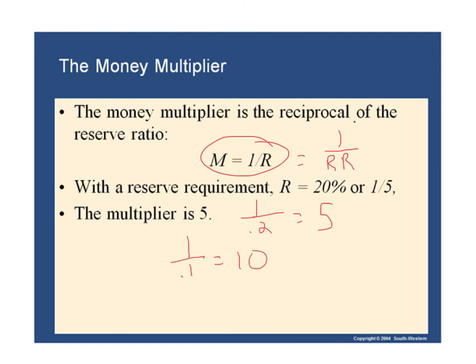So what that means is the initial $100 that was created is going to create $1,000 of new money. That $1,000 breaks down into the $100 that was initially created by the Fed and $900 of loans that the banks create by being able to loan out 90% of their new deposits.